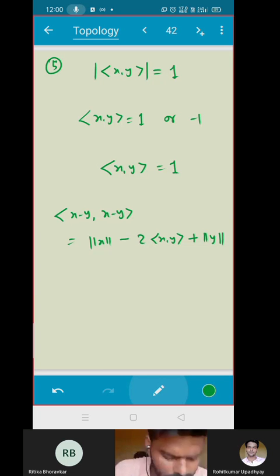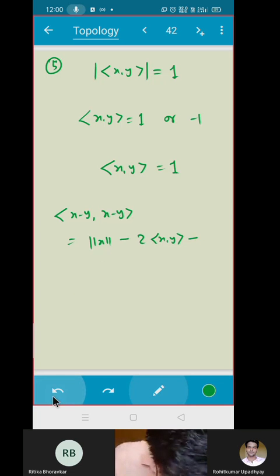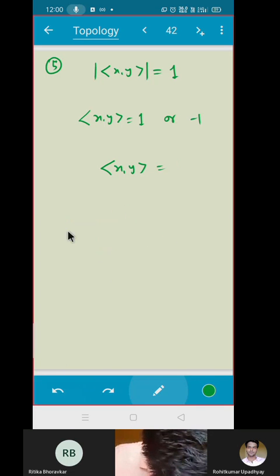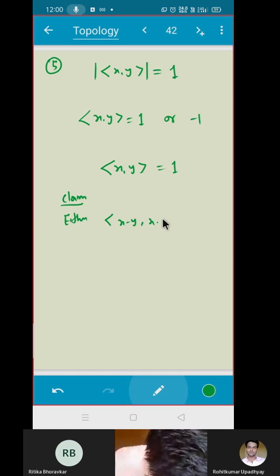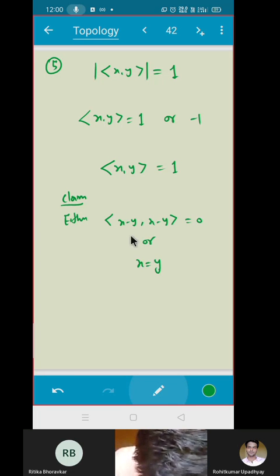x minus y, this should be 0. I am going to claim either this is 0... Actually, what is my claim? Let me just tell you. If I consider this, the claim is: either the inner product of x minus y is 0 or x equals y. This is the claim if I take the inner product of x, y equal to 1.